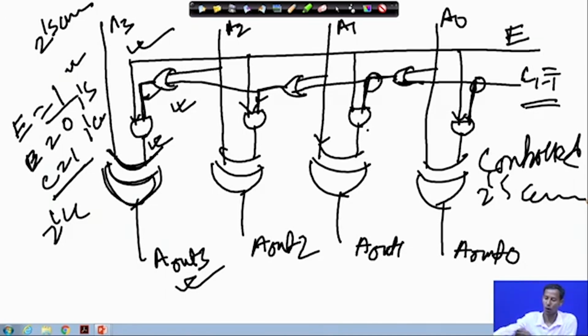Okay. So, now if I want to make it work as a 1's complement circuit, at that time what do I need? I need that this particular position should be 1.